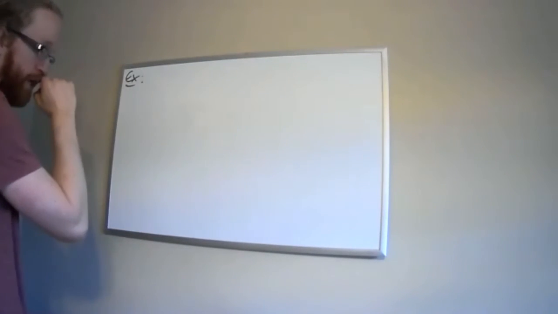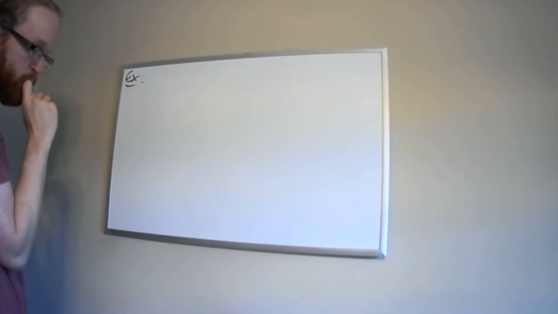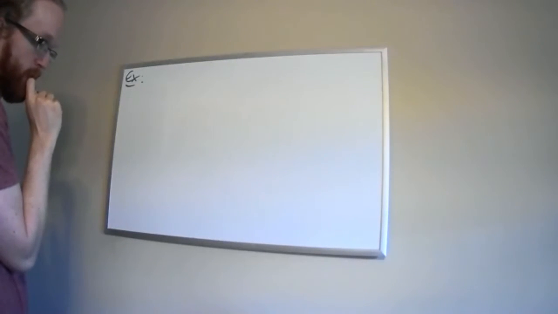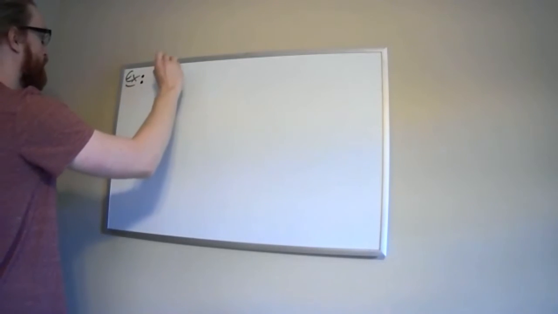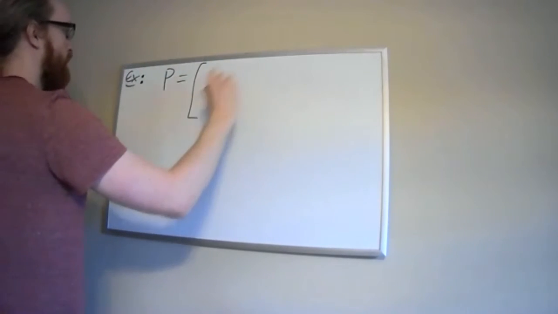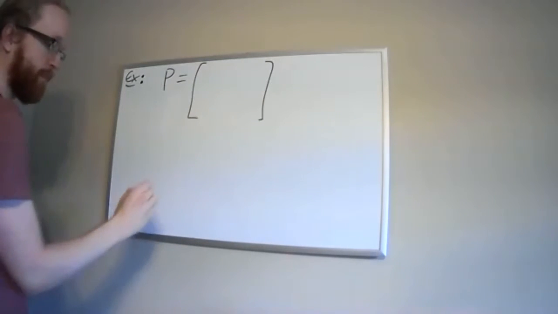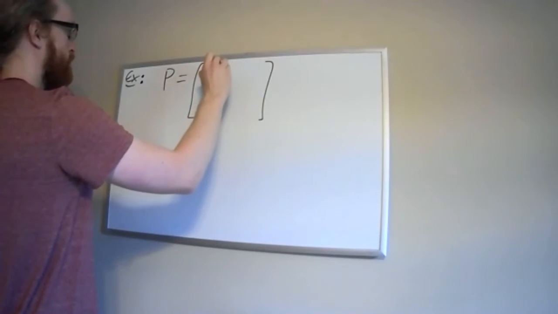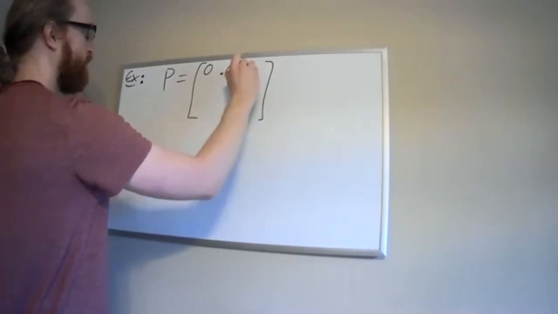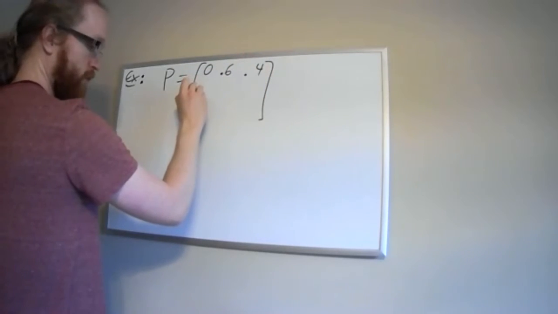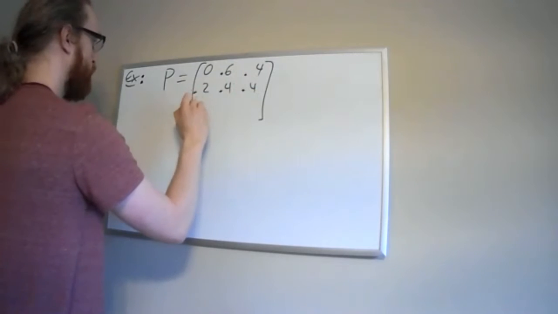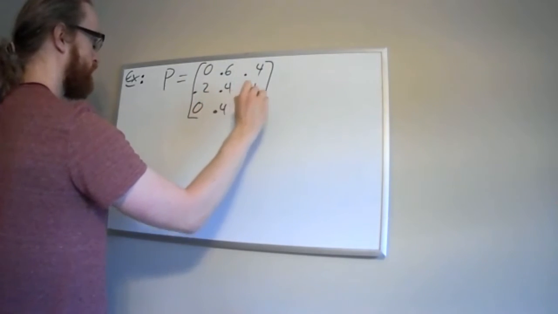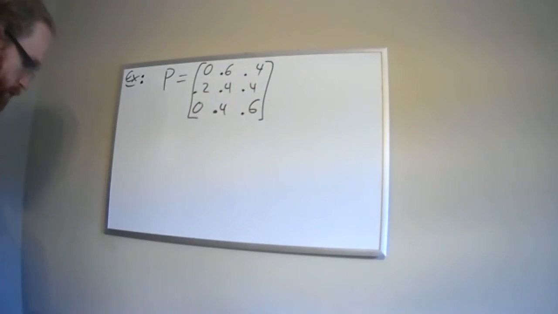And so I'm just going to give us the transition matrix for this guy. It'll be a 3 by 3 this time. The entries are 0, 0.6, 0.4, 0.2, 0.4, 0.4, 0.4, 0.6. So this will be our transition matrix for this Markov chain.